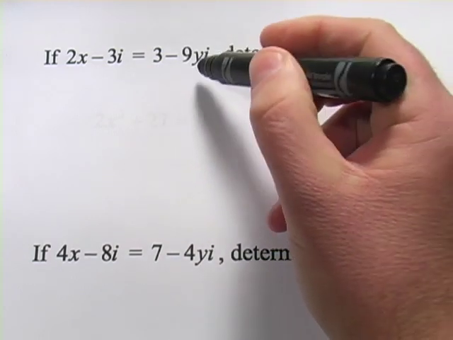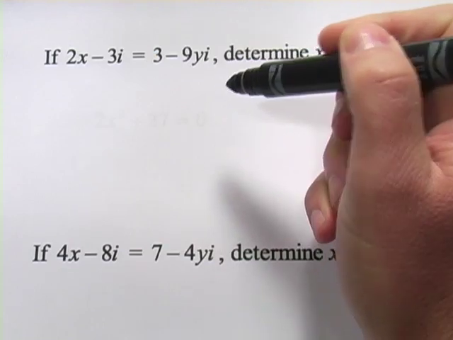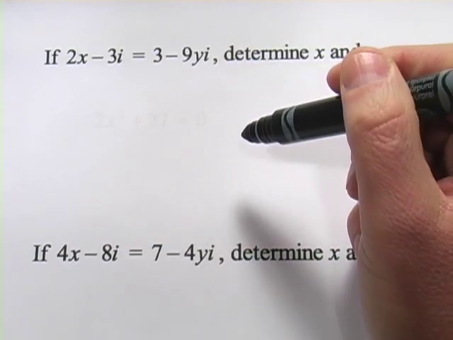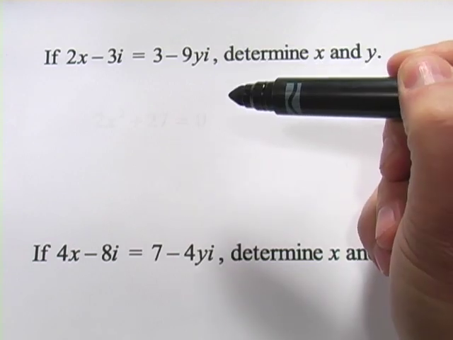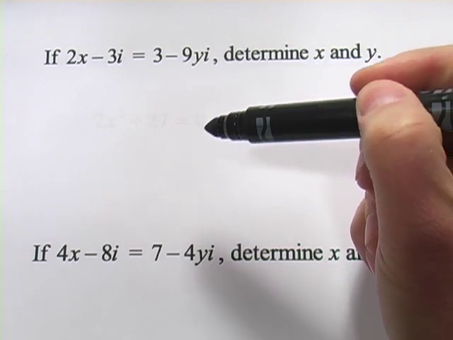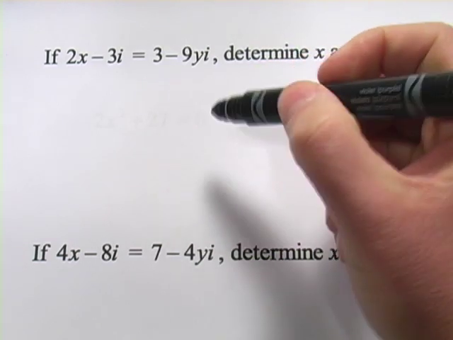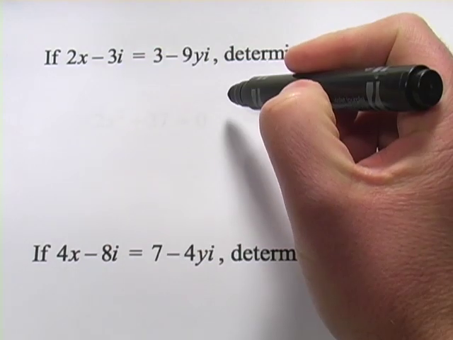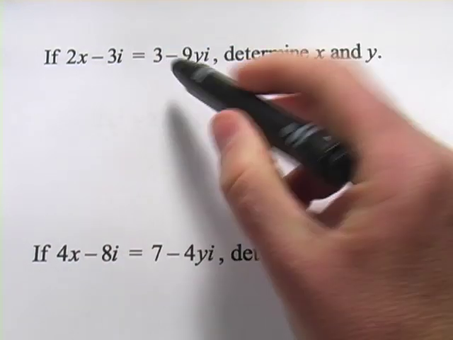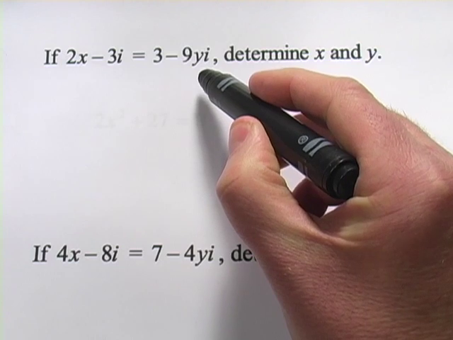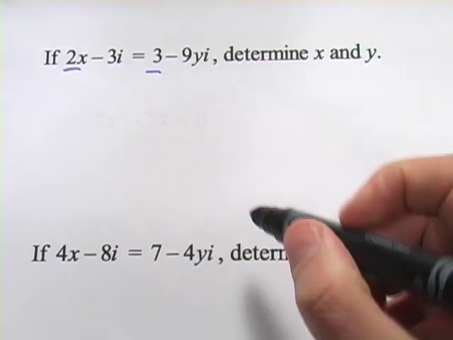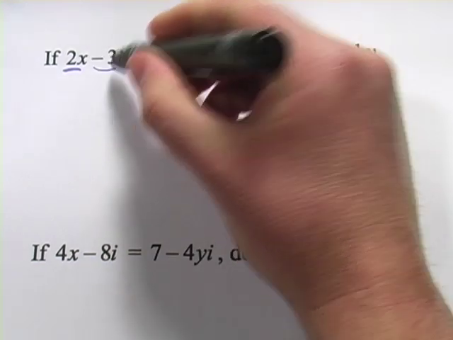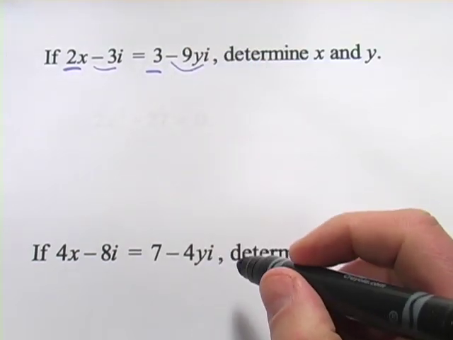At first it looks like you've got two variables and just one equation. So how could you possibly solve this? Usually when you have two variables, you'd need a system of equations. Well, the thing about this is that if this complex number really does equal this complex number, then the real parts have to equal each other and the imaginary parts have to equal each other.